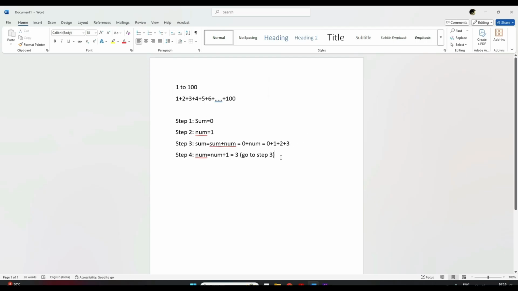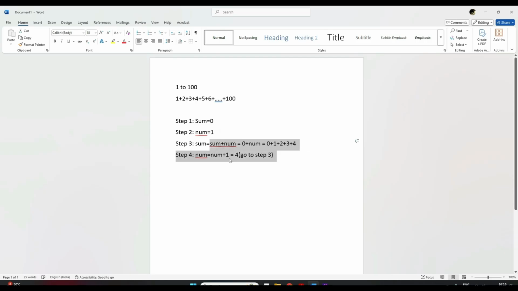Now again it will come to step 4. Step 4 again I'll do num is equal to num plus 1. Num was 3 in the previous iteration. Now num becomes 3 plus 1, 4. Now here num becomes 4. Again it will go to step 3. Again it will do sum is equal to sum plus num. Num is 4 and sum is this complete addition. So it will become this entirely plus 4.